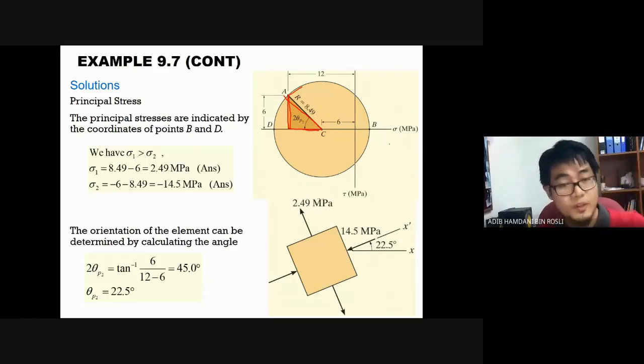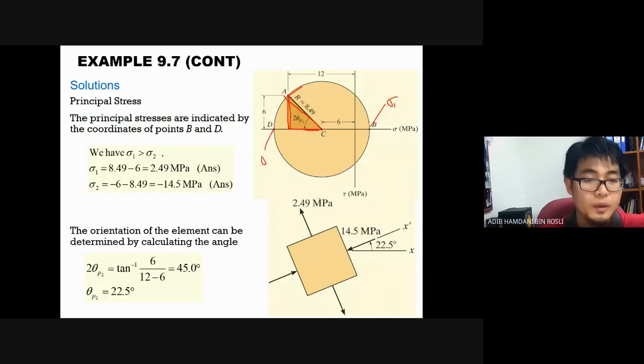You draw the circle from C to A, okay? And then you get these 2 points, point B and point D, where the circle intersects the sigma axis. This one is the maximum principal stress, sigma 1, while this one is the minimum principal stress, sigma 2. Right? So for sigma 1, what is this? It is the radius, right? CB is radius minus 6, which is sigma 1.